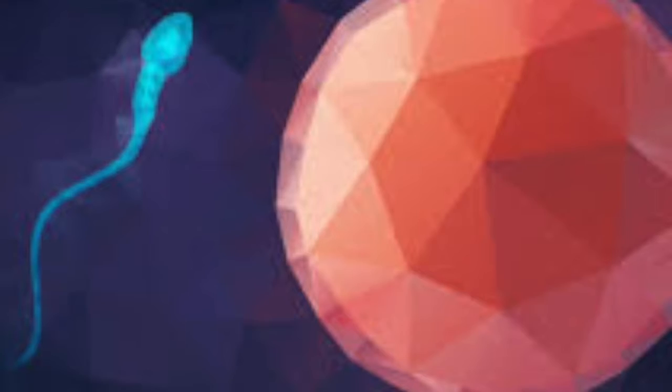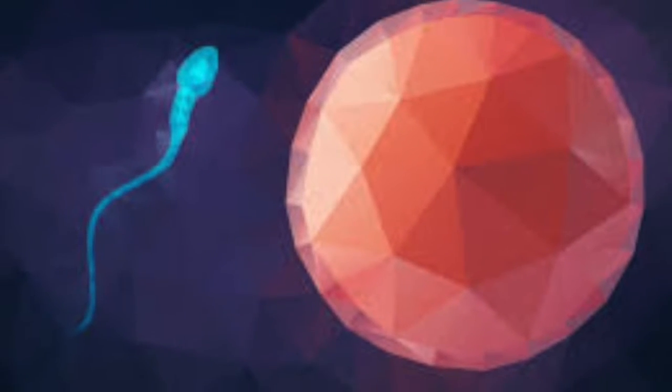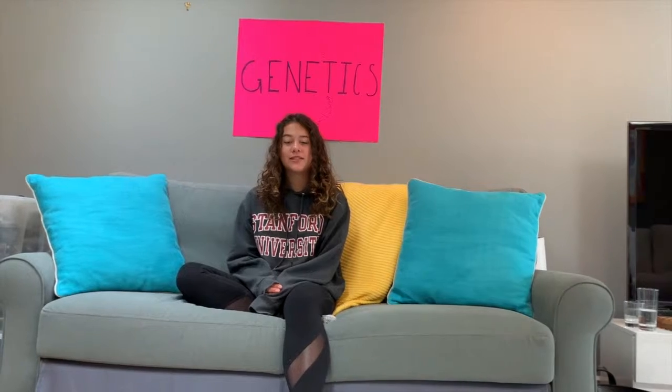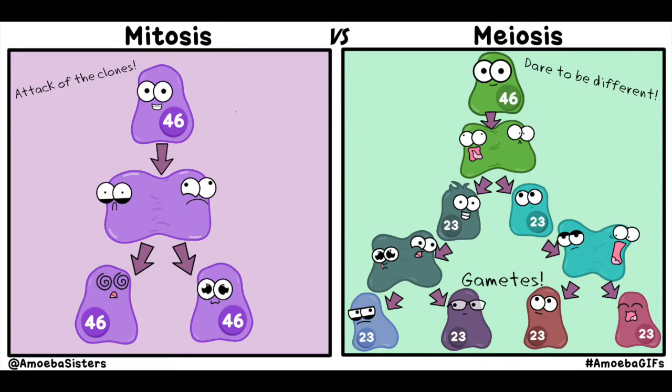Well, we're going to tell you. Meiosis is the process of making cells, also known as gametes, for sexual reproduction. Meiosis occurs in the gonads, which are the testes and the ovaries. Meiosis cells are haploid cells, meaning that they are cells with half the normal number of chromosomes, compared to cells produced in mitosis. Meiosis cells are some of the most unique cells in our body.